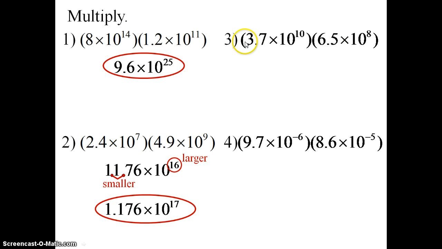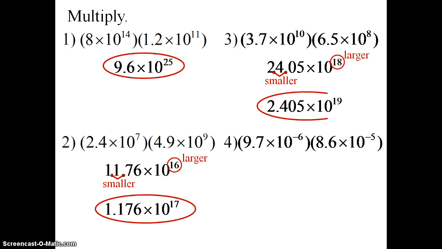Number 3, multiply 3.7 times 6.5. That gives me 24.05 times 10 to the 8 plus 10, which is the 18th power. Once again, we have to adjust our decimal here so that we can create a number between 1 and 10. And so this means if I move my decimal over one place to the left, I have to increase my exponent. So instead of 18, it's going to be 19. And there is my final answer.